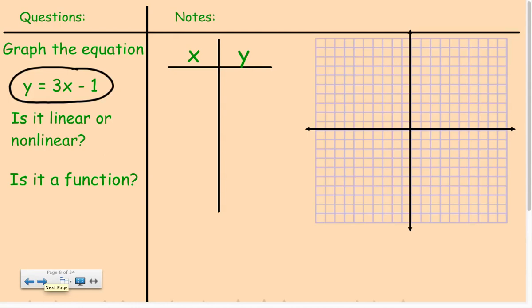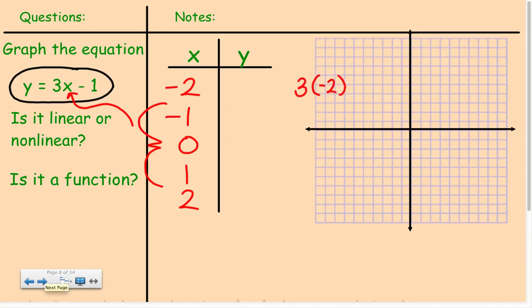Alright, so I'm going to put my 5 x values into my table. Remember, we want 2 negatives, 0, and 2 positives. So I'll always do -2, -1, 0, 1, and 2. Then I'm going to take all of these numbers and plug them in to my x. So 3 times -2 minus 1. 3 times -2 is -6. -6 and -1 make -7. Think of these as both being negative, the 6 and the 1. So I'm going to put the -7 under my y column.